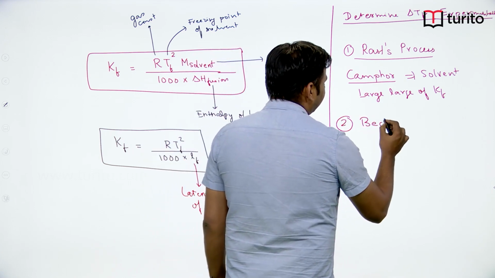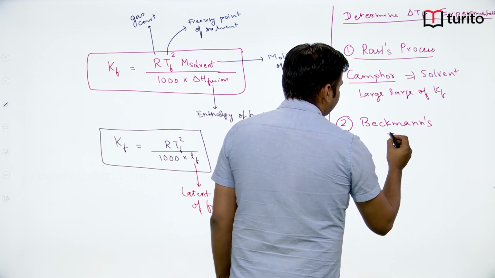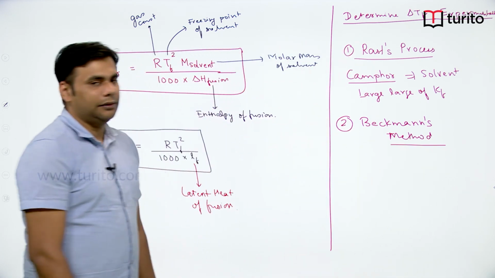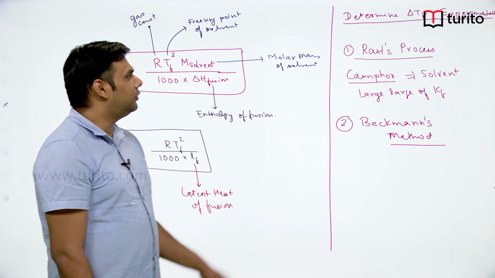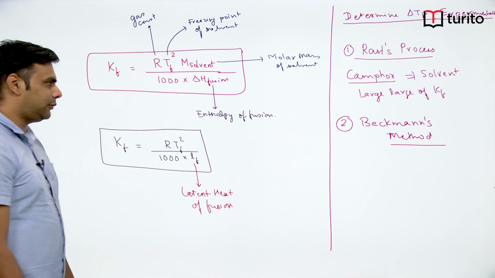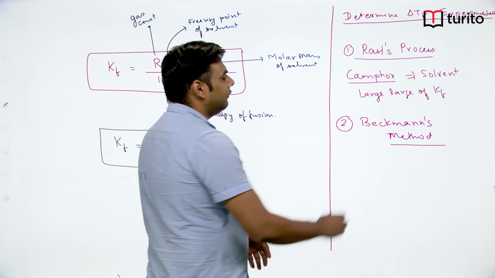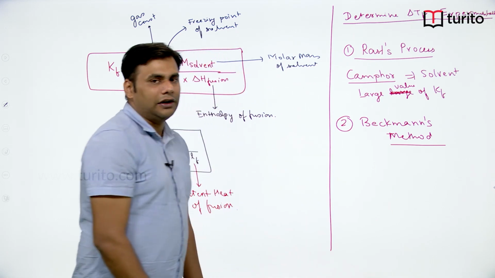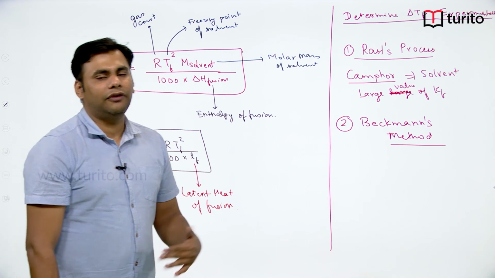Beckmann's method. Beckmann's method is based on a Beckmann's thermometer. Beckmann's thermometer has been calibrated to find very small temperature changes as well. So these are the two methods through which delta Tf can be determined experimentally. One is Rasch process. In Rasch process, camphor solvent is used because it has a very large value of Kf. Even if the solution is very dilute, the product of Kf into molality would still be large enough to record it in lab very easily.